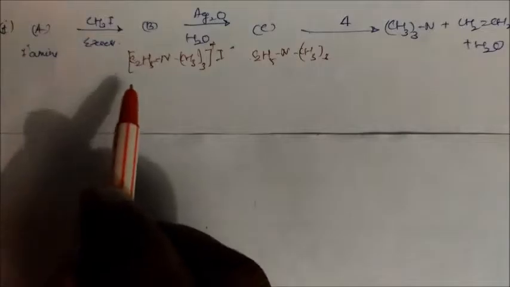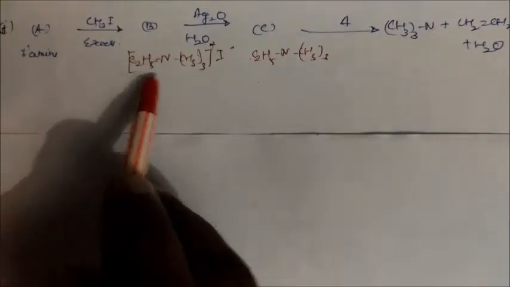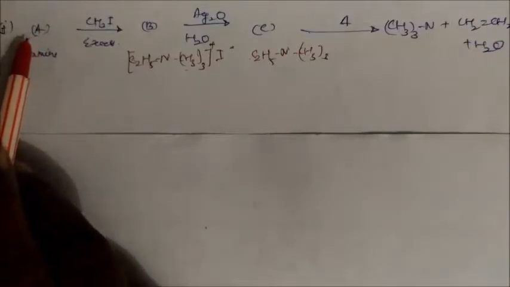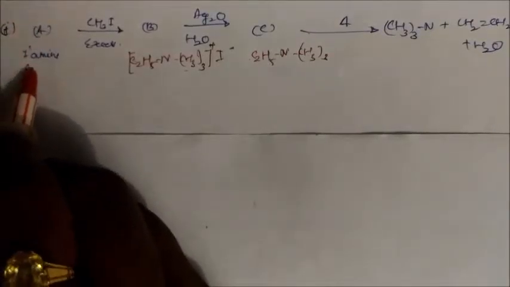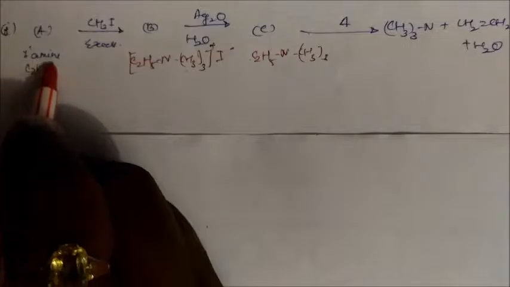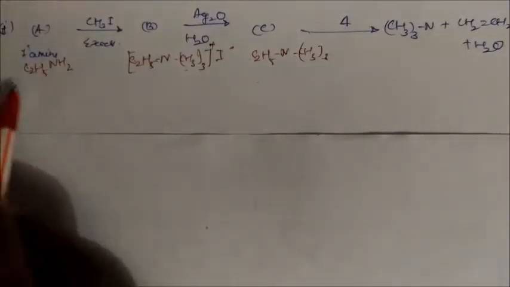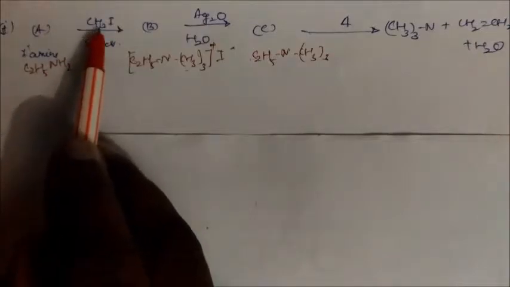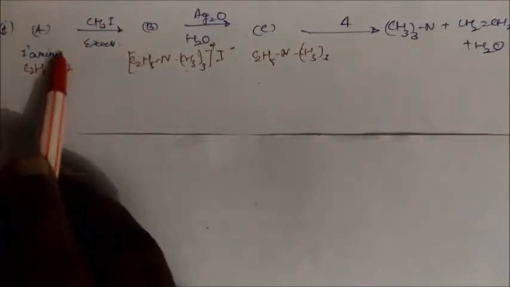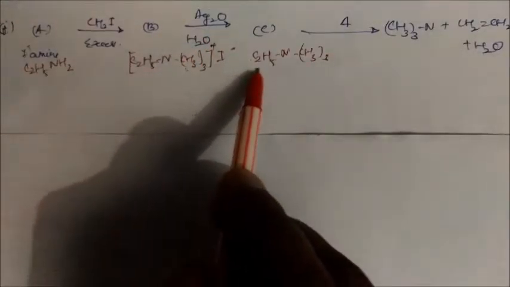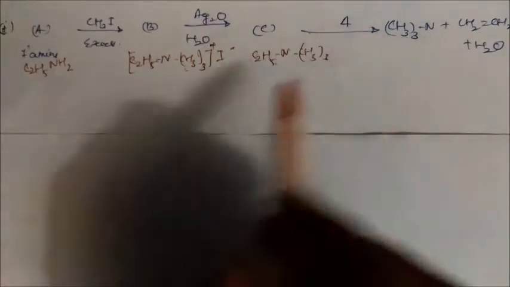Okay, then how are we getting this one? So this is actually an excess. Excess means A must be C2H5NH2. So if this is ethylamine, ethanamine, and you give excess CH3I, the whole thing is converted into a quaternary product, and finally on oxidation you will get this product, and on heating you will get these two products respectively.